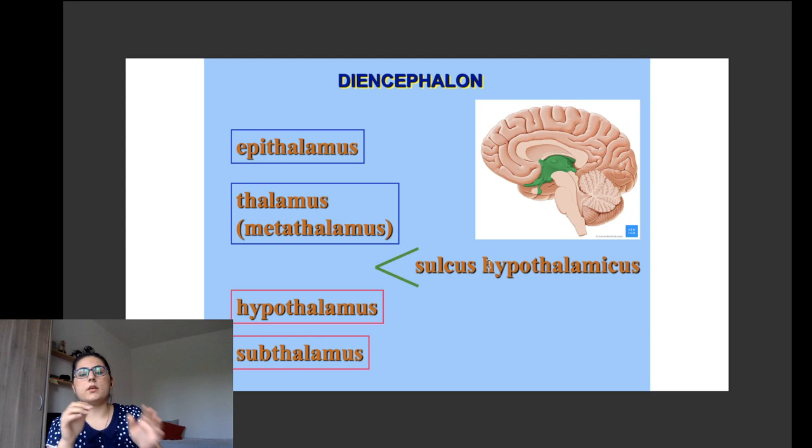Alright, so speaking of the diencephalon, what is diencephalon? It's divided into four parts. Anatomy loves to divide things. So we're going to be talking about four parts: epithalamus, thalamus, hypothalamus, and subthalamus. You can see over here in this picture that the green part is the entire diencephalon highlighted for you.